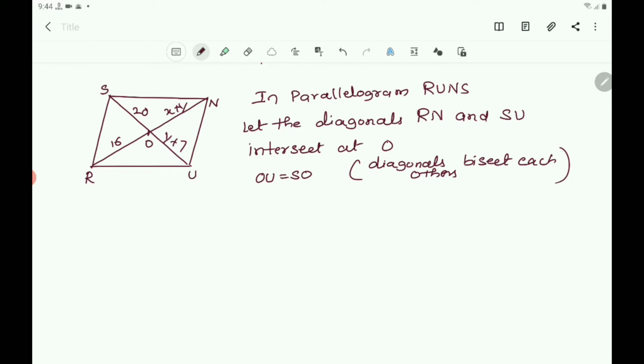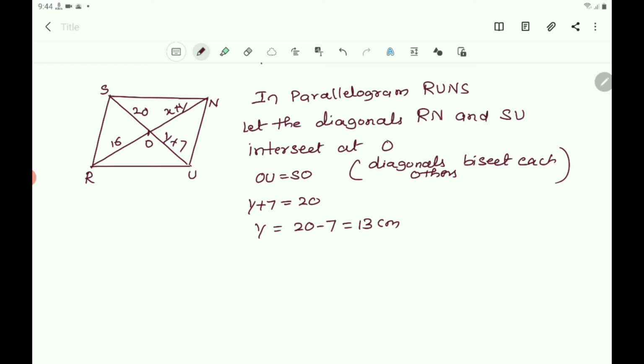So here OU is given, y plus 7 is equal to SO, which is 20. Therefore, y is equal to 20 minus 7, that is equal to 13 centimeter. Y is equal to 13 centimeter. Next, similarly you take NO is equal to OR.